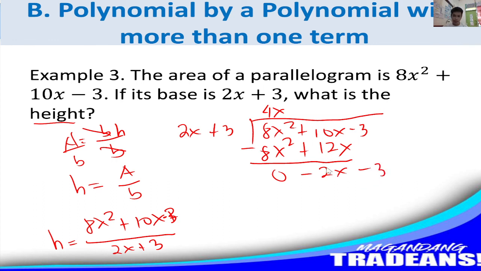Then again, think of a number that the answer would be negative 2x. That would be negative 1. Okay, negative 1. Negative 1 times 2x, that is negative 2x. Then you're going to subtract it. It became 0. Then negative 1 times 3, that is negative 3. And you subtract it, it became 0. So the answer here is 4x minus 1. Okay, this is very easy. And this is our lesson about dividing polynomials by a polynomial.